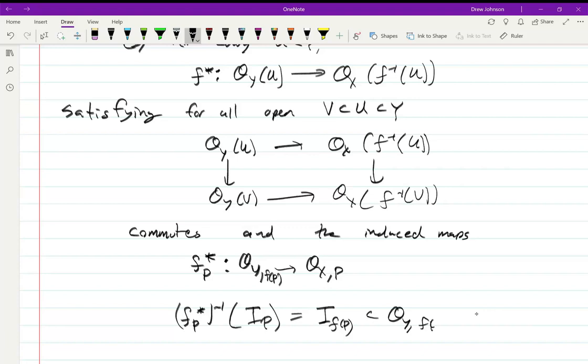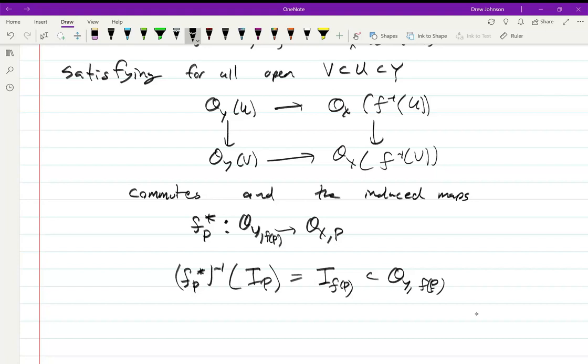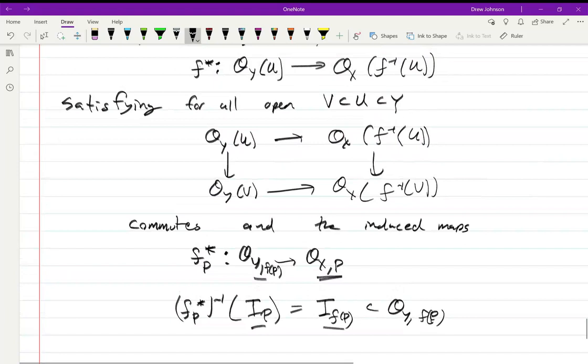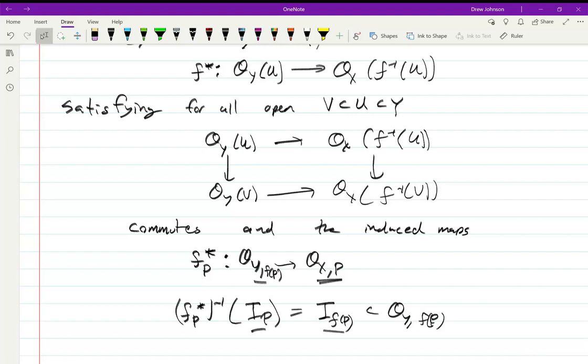Okay, so I_P here is supposed to be the maximal ideal in the local ring O_{X,P}, and I_{f(P)} is the maximal ideal in this ring. And of course, these are local rings. They have a unique maximal ideal. That's the hypothesis that X and Y are locally ringed spaces. All right, and this, once again, is just asserting the geometrically obvious fact that functions on Y that vanish at f(P) should pull back to functions on X that vanish at P, right? That's what this is saying.